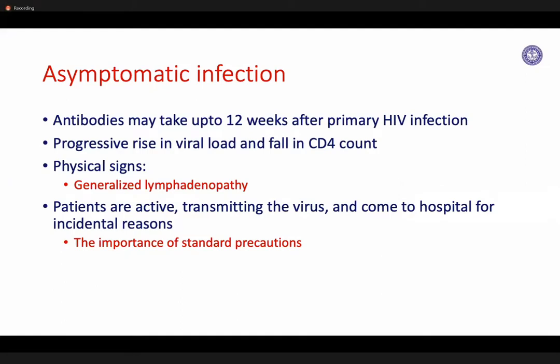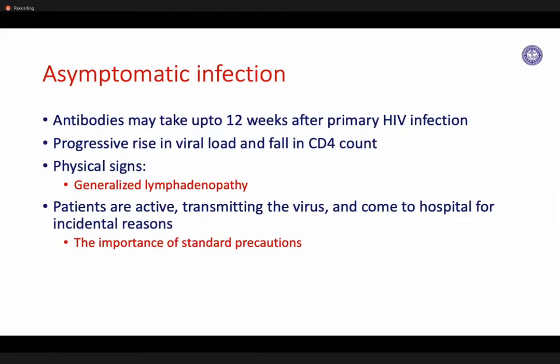Now, then they go on to develop the asymptomatic infection. Antibodies may take a long time sometimes to appear. So you have to depend on the PCR and the antigen test if you want to make a diagnosis. During this stage, there's a progressive rise in viral load and a fall in CD4 count. And they don't have symptoms.